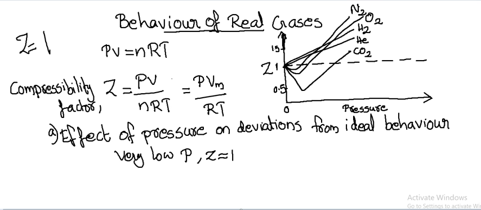This shows ideal gas behavior is different from real gases, or real gases deviate from Boyle's law.